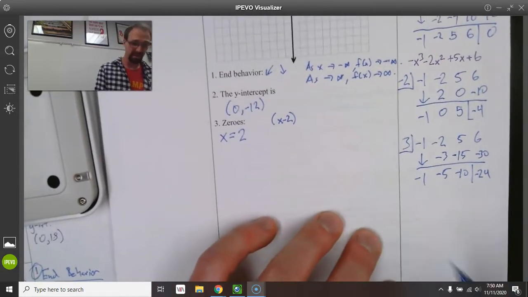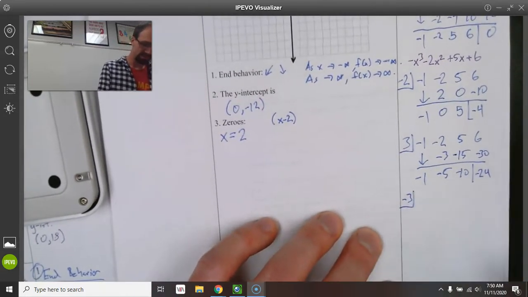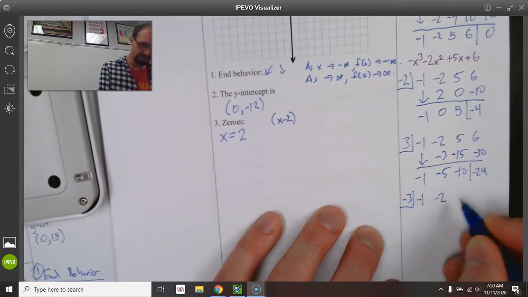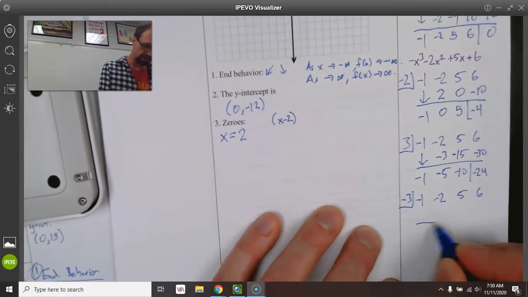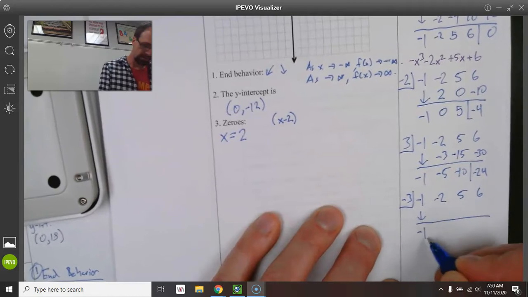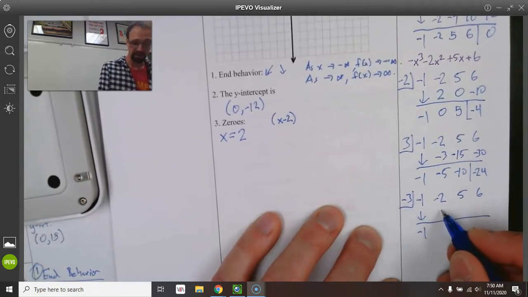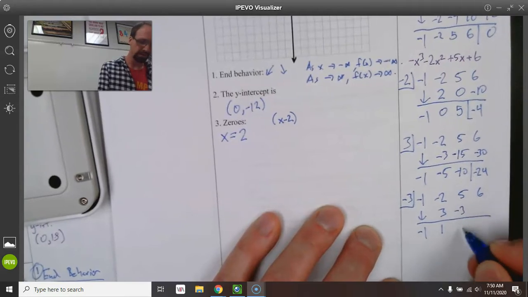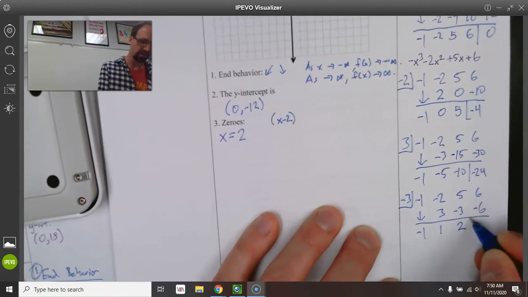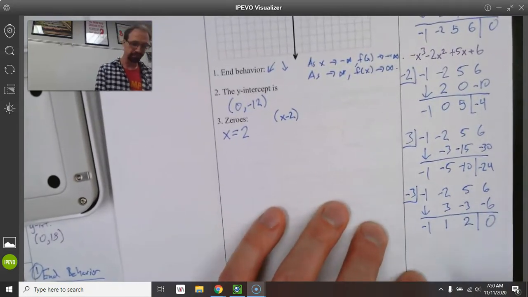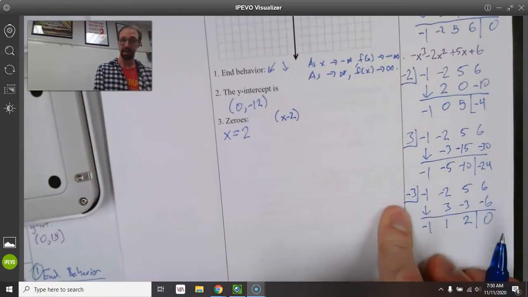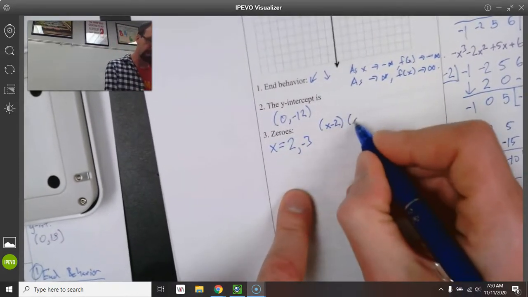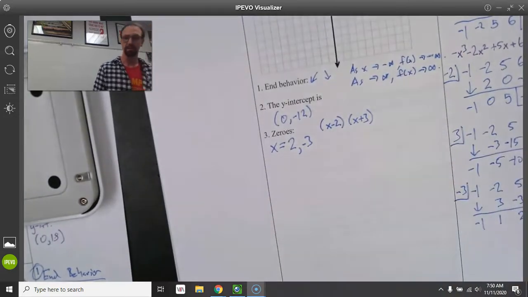All right, negative 3, maybe. You can see why I did it on this side. Negative 1, negative 2, 5, 6. Bring down negative 1. Negative 1 times negative 3 is positive 3. Positive 1, negative 3 is 2. 2 times negative 3 is negative 6. So this did work. So that means negative 3, with negative 3 being a 0, x plus 3 is going to work.